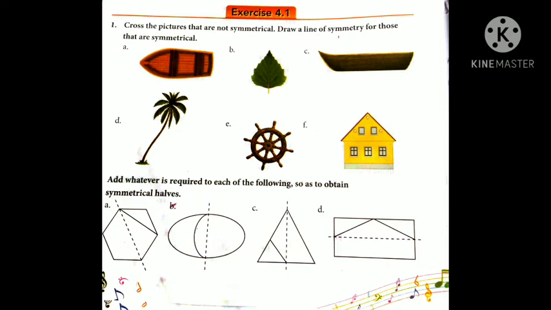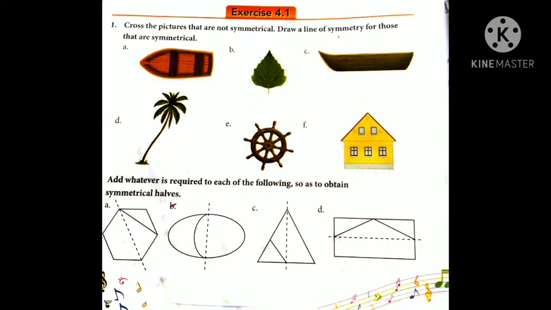Can you say it is symmetrical or not symmetrical? Yes, that is symmetrical. How can we draw the line of symmetry? Vertically or horizontally? Top to bottom or left to right? Yes, left to right we can draw a line. Then that picture can be divided into two equal halves. Therefore the first one is symmetrical.